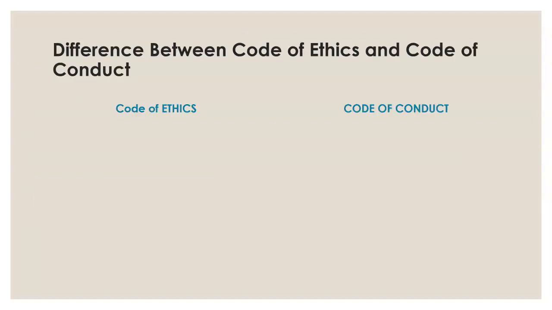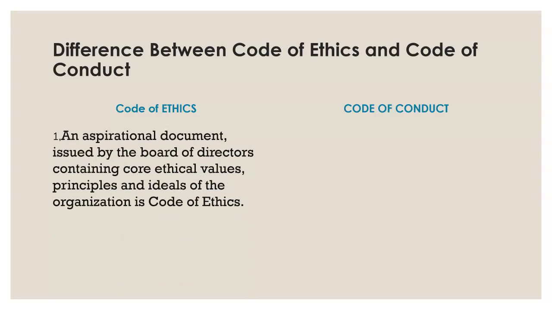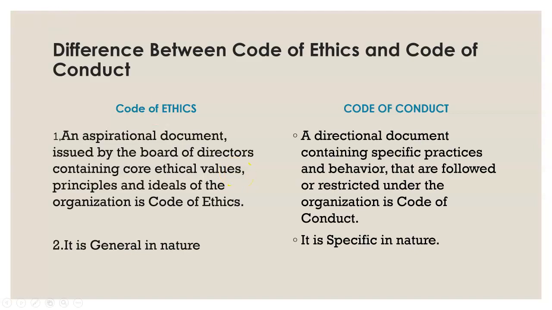So moving on, let's talk about some more differences. The first is an aspirational document. So I'll take the differences one by one now. So let's talk about code of ethics and code of conduct. We'll take up 2 points here. So it is an aspirational document issued by the board of directors containing ethical values, principles and ideals of the organization. So basically it's about what exactly our core values are, what is right, what is wrong, what we should do, what we should not do, everybody will be following it.